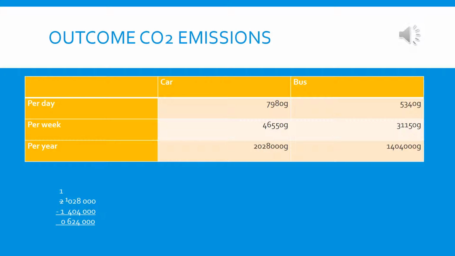0 take away 4 we can't do, so we must go next door and get some more. Take away a 1 from the 2 becomes a 1, and we give the 1 we borrowed to the 0. We now have 10. 10 take away 4 equals 6. 2,028,000 take away 1,404,000 equals 624,000. This problem links with the curriculum of solving multiplication problems using efficient mental and written strategies and represents numbers to at least tens of thousands.